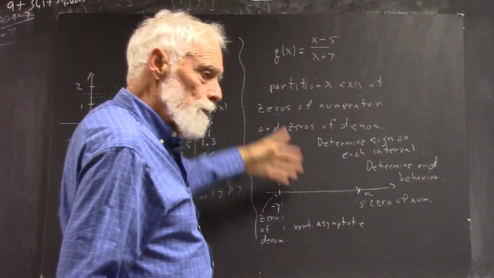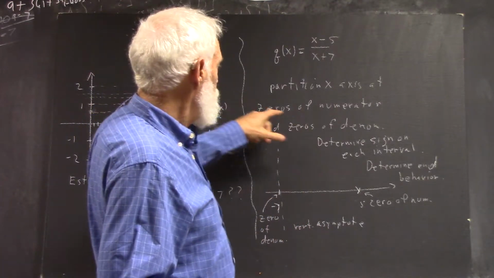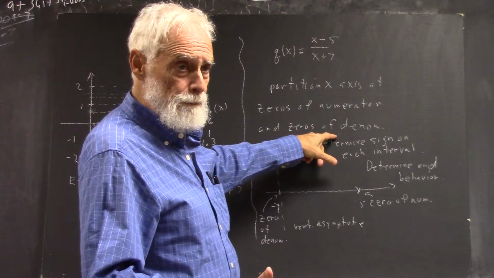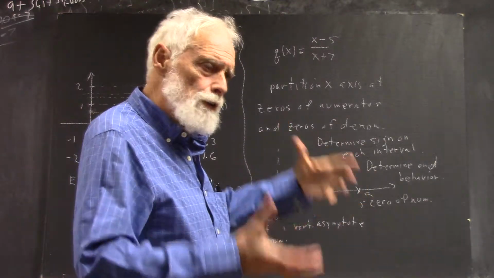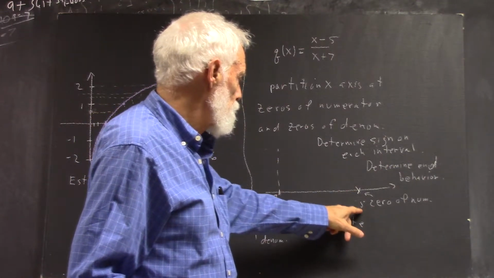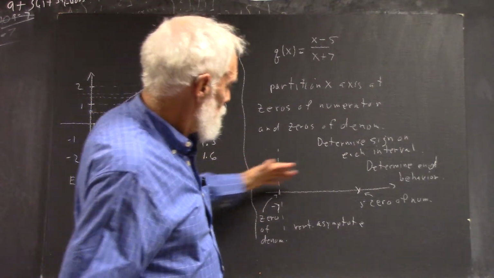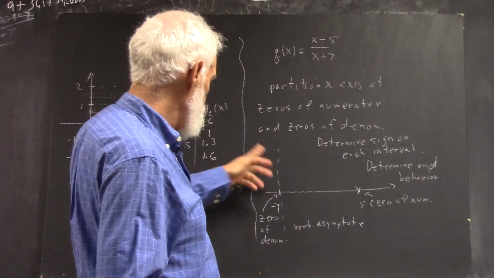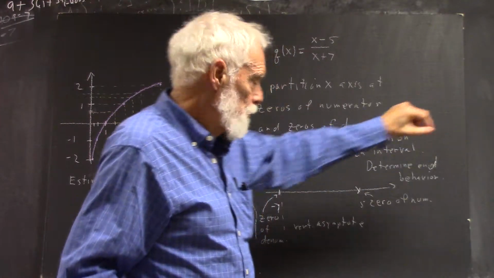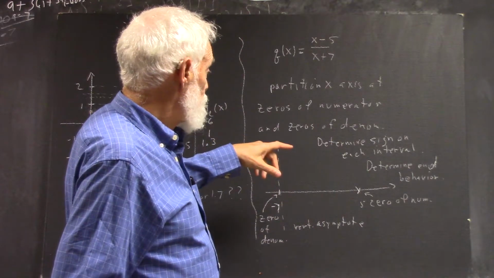So the process is very similar to what we do with polynomials. We partition the x-axis at the zeros of the numerator and the zeros of the denominator, because those are the places where the function can change sign. So here's the axis, here's the 0 of the numerator, which is at 5, here's the 0 of the denominator, which is at negative 7. So we have a partition. We have three intervals: negative infinity to negative 7, negative 7 to 5, and 5 to infinity, and you'll understand that if you understood the last assignment in the last class.